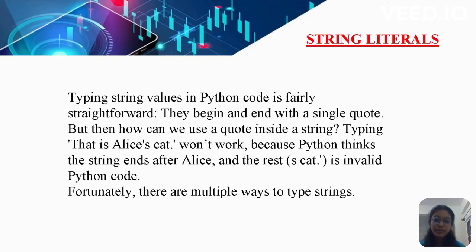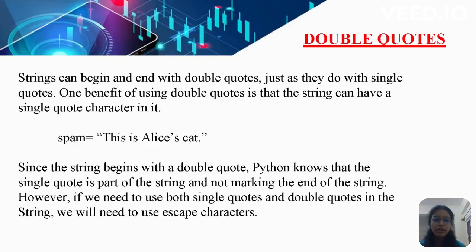Fortunately, there are multiple ways to type strings. Double quotes. Strings can begin and end with double quotes just as they do with single quotes. One benefit of using double quotes is that the string can have a single quote character in it. spam = "That is Alice's cat." Since the string begins with a double quote, Python knows that the single quote is a part of the string and not marking the end of the string.